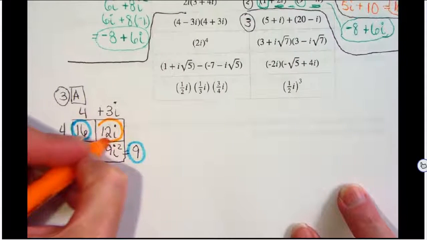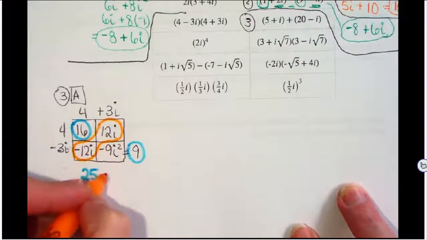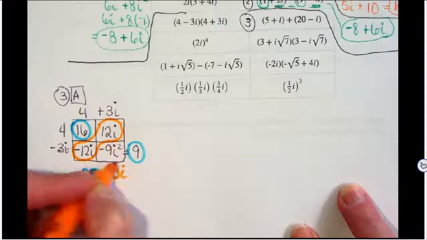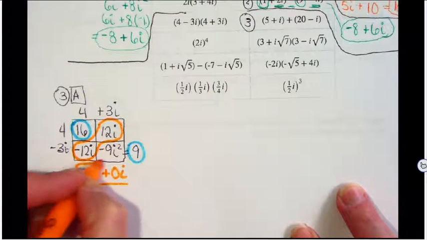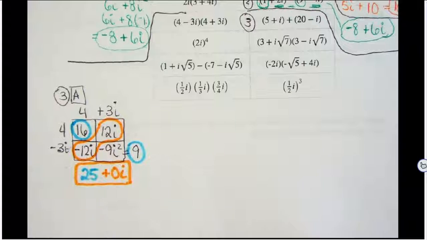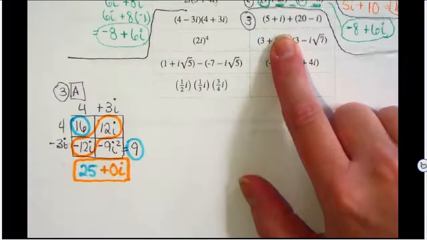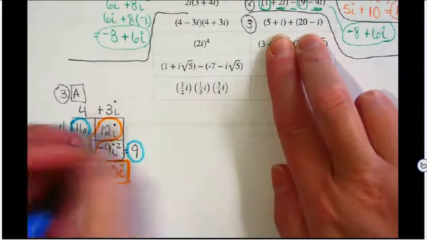And I have 12 positive i's and 12 negative i's. That gets us to 0 i's. There is no imaginary part to our solution here. So there's partner A. Let's see if I get the same answer when I do the work here from partner B.